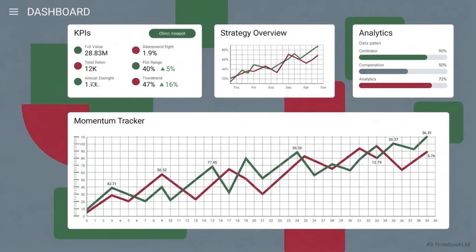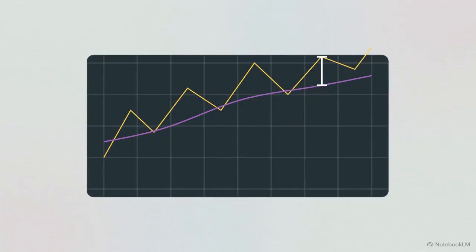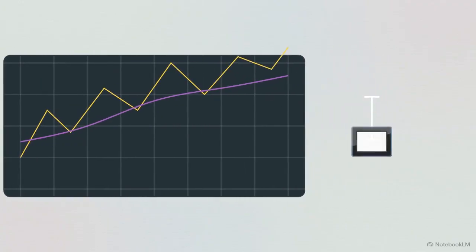To cut through this distortion, you need a tool built specifically for relative scale, the Percentage Price Oscillator, or PPO. Under the hood, the PPO uses the exact same base data as the MACD. It tracks a short-term 12-period exponential moving average and a long-term 26-period exponential moving average.